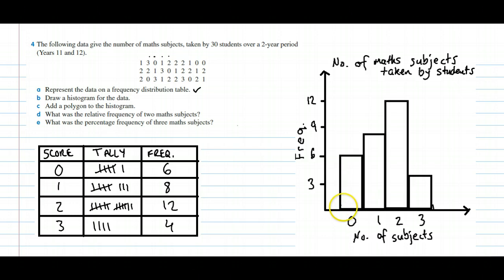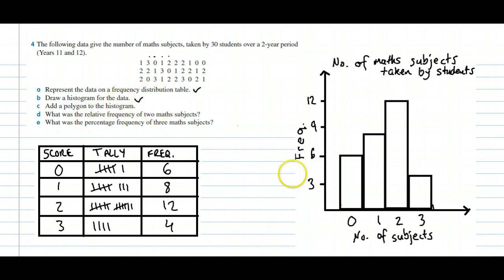0 math subjects done by 6 students. For 1 subject, there were 8 students who did that. So on the table, you can see it goes up to a pretty good approximation to 8. For 2 subjects, it was 12, and for 3, it was 4, just as in the frequency distribution table. So that's the histogram done.